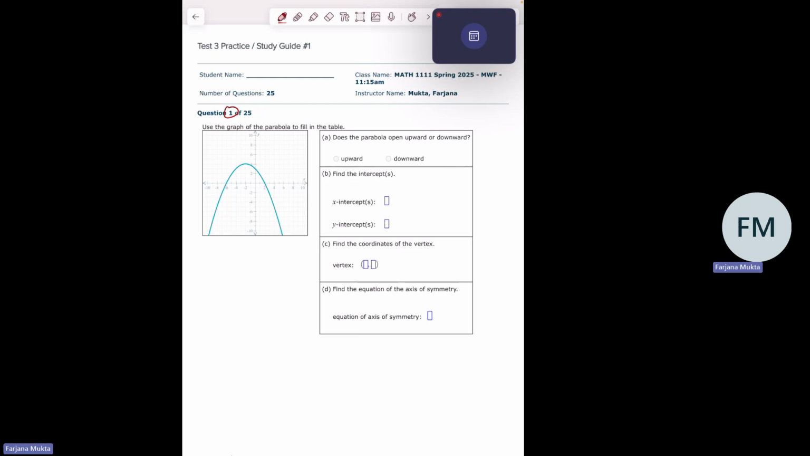is use the graph of the parabola to fill up the table. All right. So in this parabola, does the parabola open upward or downward? Of course, as you can see, it's open downward. Find the x-intercepts, where the graph is crossing the x-axis. The first x-intercept is going to be (-6, 0). The other one, as we can see, is (2, 0). The y-intercept, crossing the y-axis, is at (0, 3).